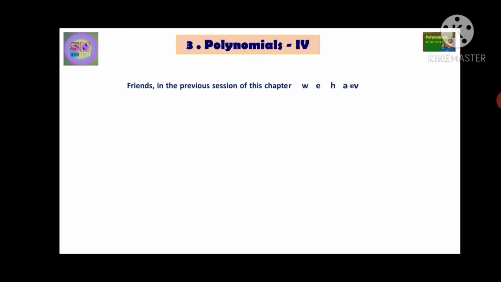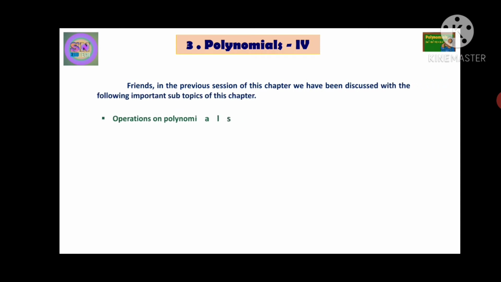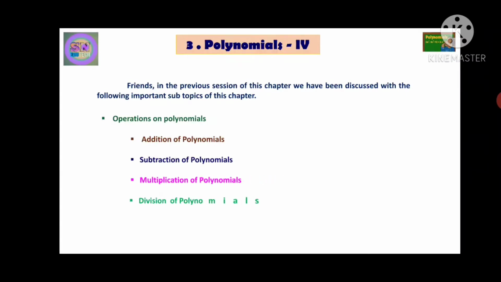Friends, in the previous session, Polynomials Part 3, we discussed the important subtopics of this chapter, that is operations on polynomials, wherein we discussed addition, subtraction, multiplication and division of polynomials. In this session, we are going to discuss practice set 3.2, which is based on the above, that is operations on polynomials. So let us start with the practice set.